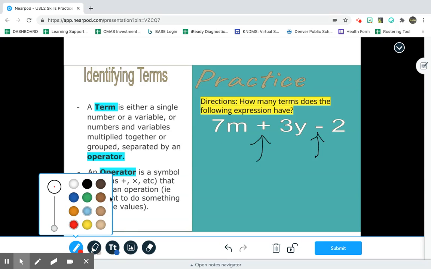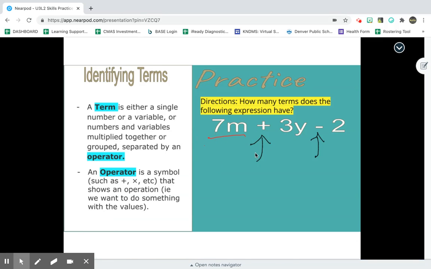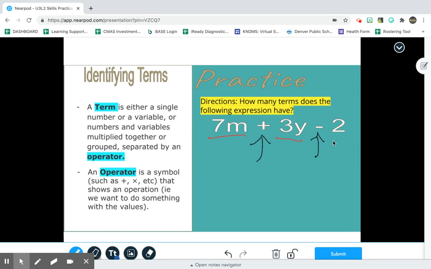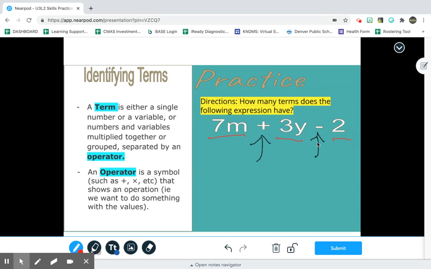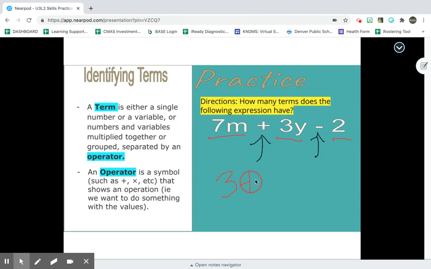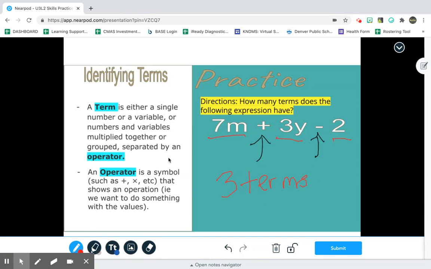So I can underline my terms. I have one term here. I have one term here. I have one term here, all separated by operators, which means I actually have 3 terms in this expression. So this is the first part for us to break up expressions by their structure, by their components. So we first need to, 1, identify how many terms are in our expression.